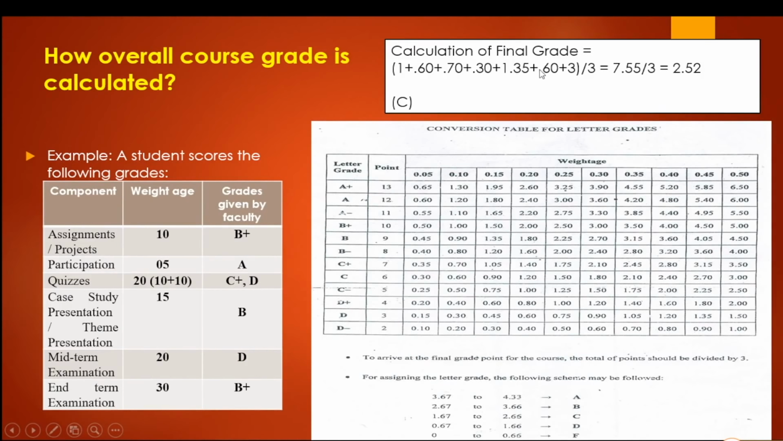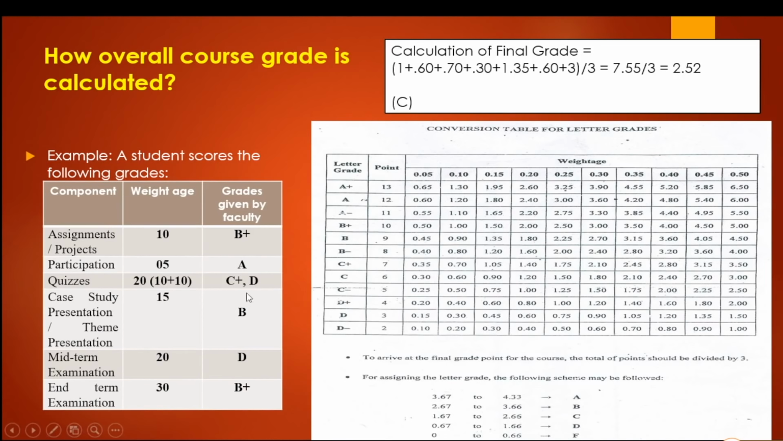So similarly, we have gone in for giving the other numbers. We have gone in for giving it a total. And now it is given here to arrive at the final grade point for the course. The total of the points should be divided by 3. So we have gone in for doing the total and then we have gone in for dividing by 3. So this is given here and therefore that particular aspect has been followed. So we get the average of 2.52.